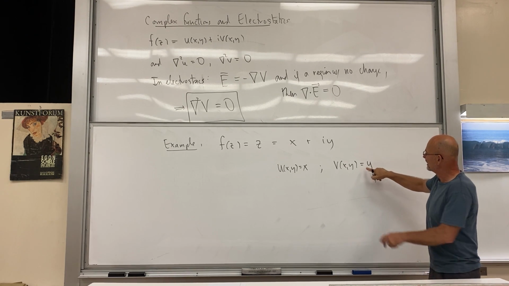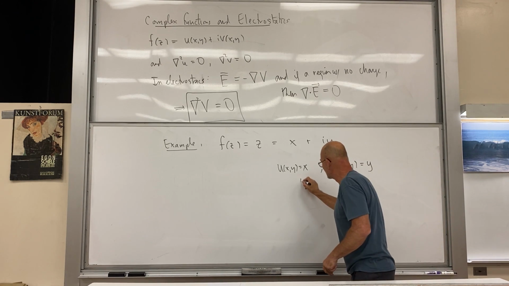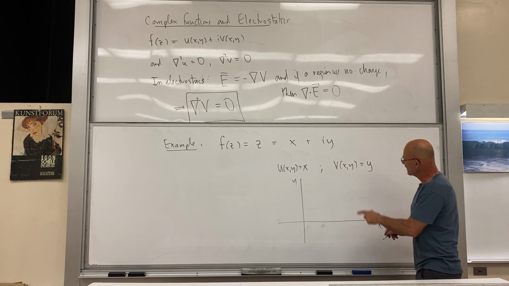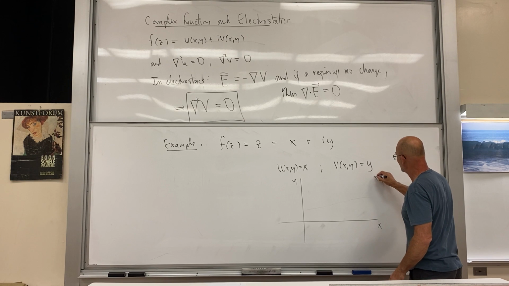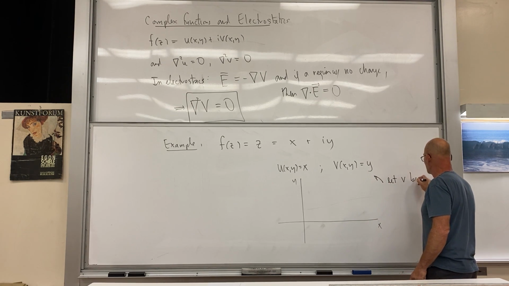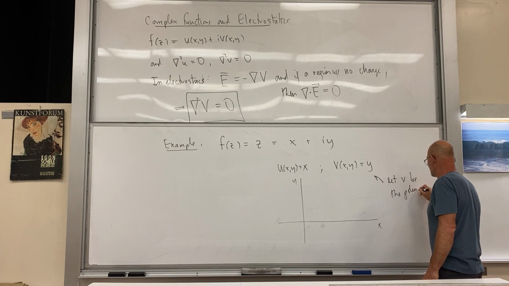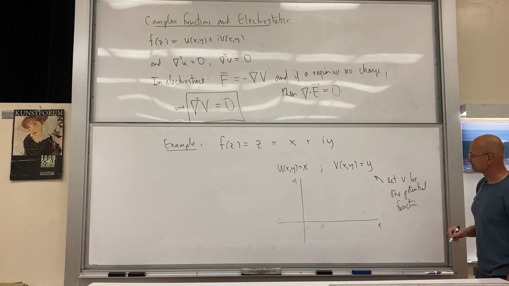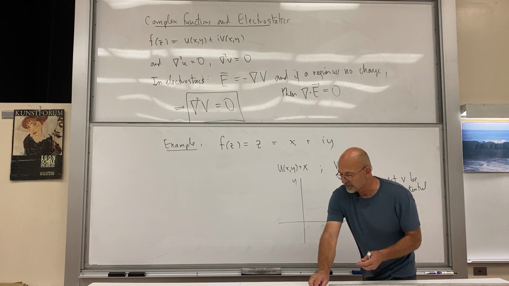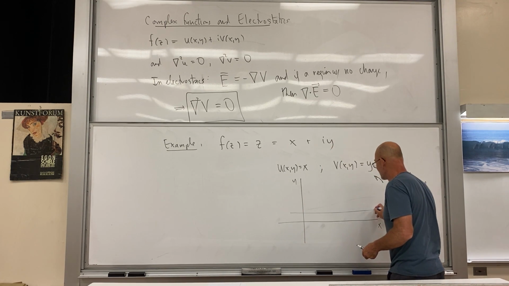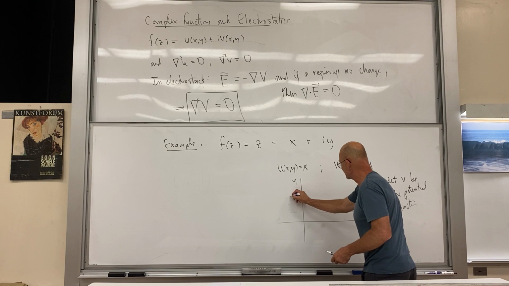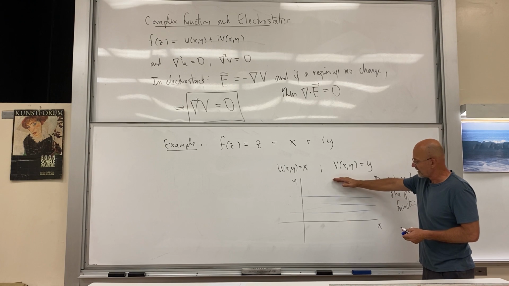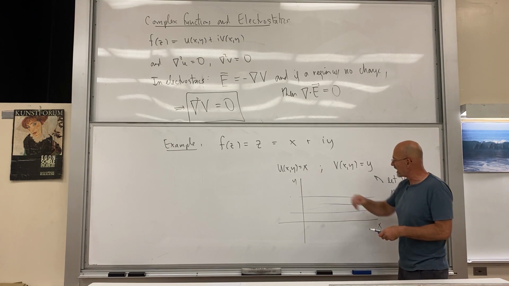So if you took constant values of y, then you could call this your potential function. So let v be the potential function. Now, constant values, how about another color here? Constant values of y are like this. Okay. So your equipotentials are like that, just constant values of y.